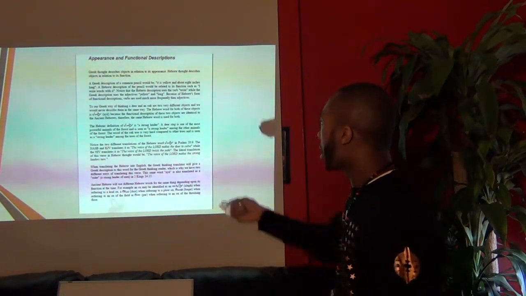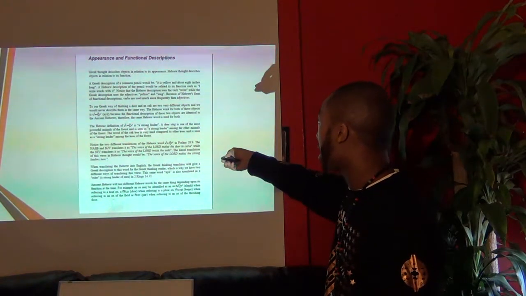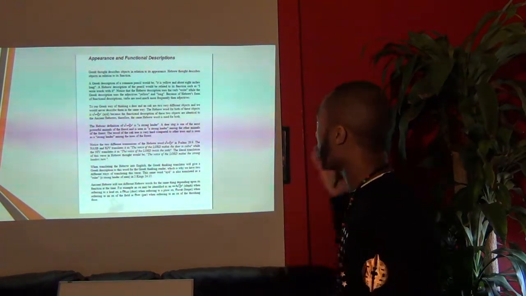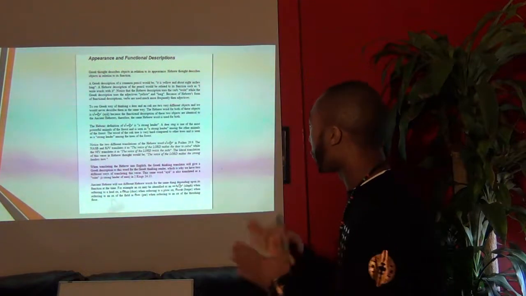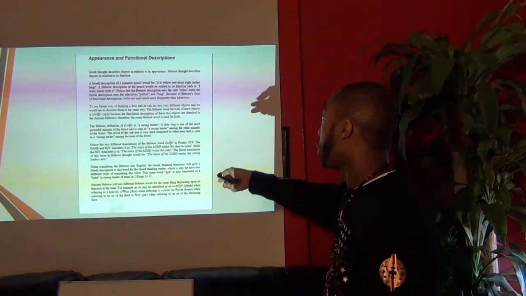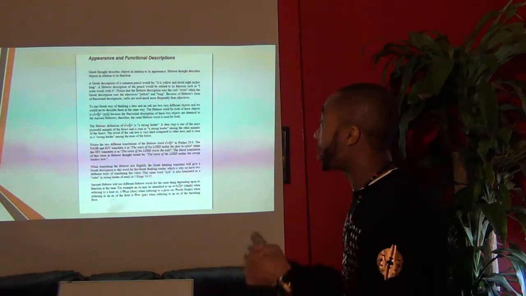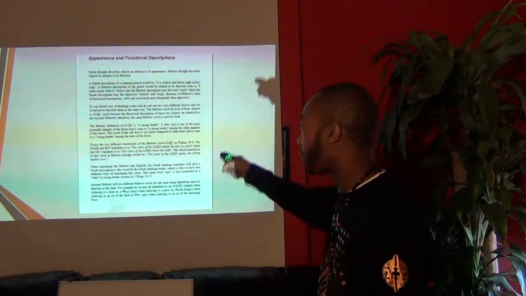Well, what do you mean? The Hebraic definition of lamed, yud, and aleph is a strong leader. A deer stag is one of the most powerful animals of the forest and is seen as a strong leader among the other animals of the forest. The wood of the oak tree is very hard compared to other trees and is seen as a strong leader among the trees of the forest.